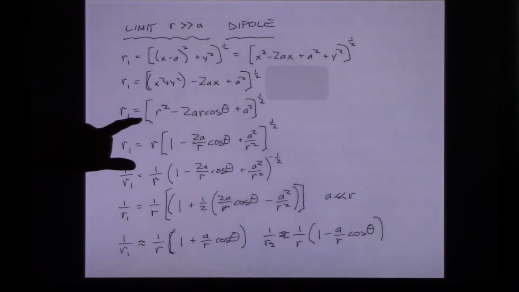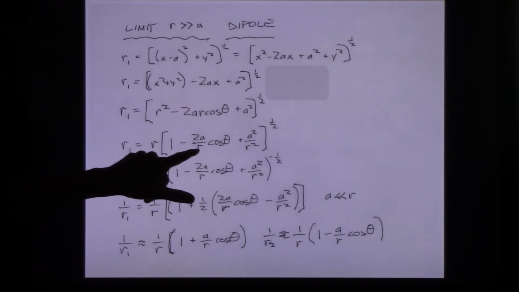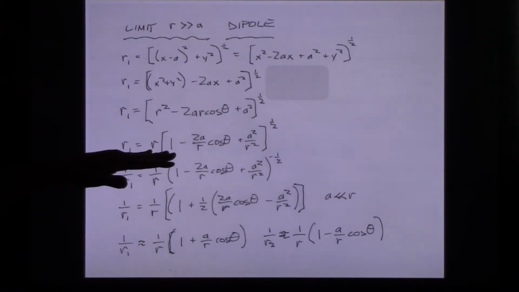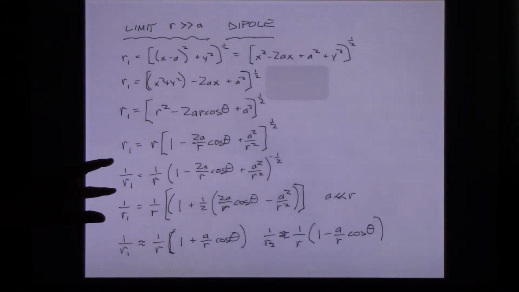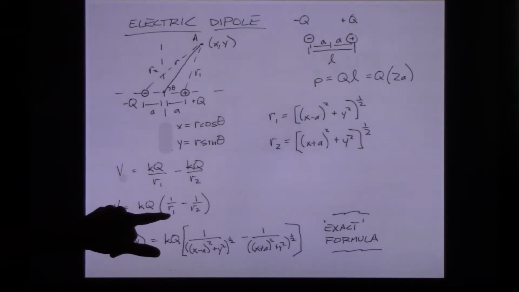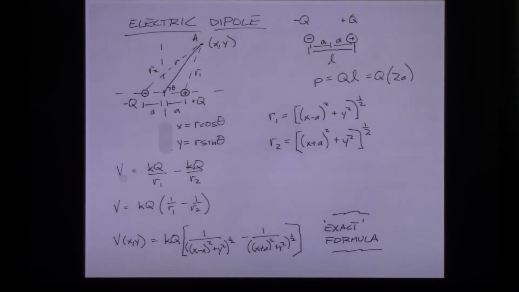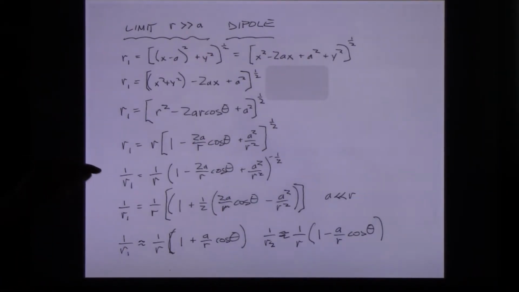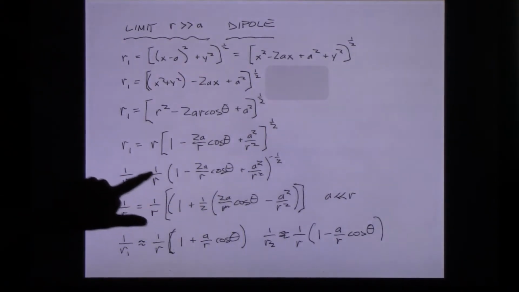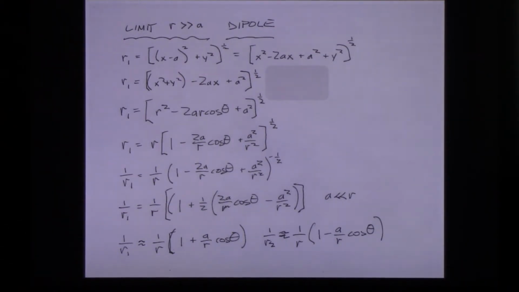And then I factored that big piece out, so it became 1 minus 2a over r cosine theta plus a squared over r squared to the half. So I factored the r out, the big piece. And then I actually did this. Since the formulas for the electric dipole are 1 over r, I thought, why not just go ahead and get an expression for 1 over r1 and 1 over r2. So that's kind of the next step here. I flipped everything over, and I did that by putting a minus 1/2 here. It used to be 1/2, and then here I have the 1 over r. So now we're ready to carry out the approximation.